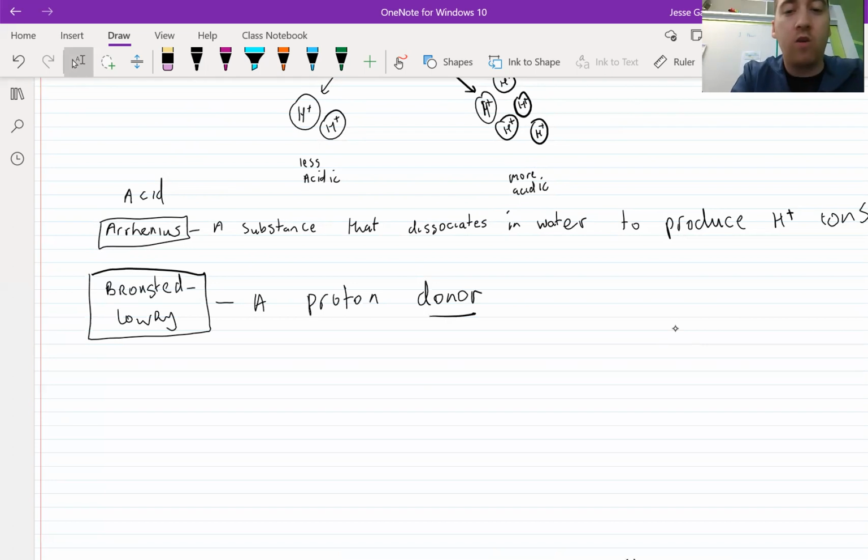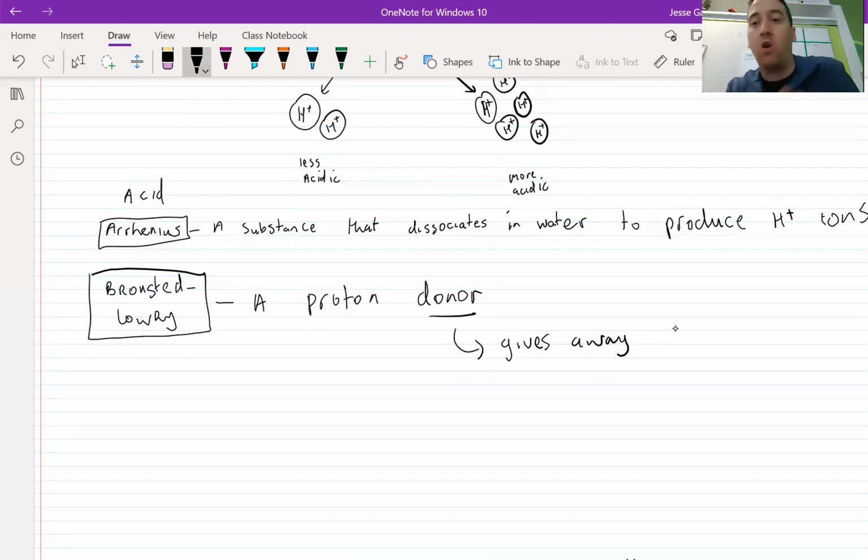Think about that word donor. That just means someone or something that gives away. So a donor, like probably the word where we hear donor the most is an organ donor. An organ donor is someone who gives away an organ to help somebody else. Well, a chemical that is an acid, according to Bronsted-Lowry, is a proton donor.